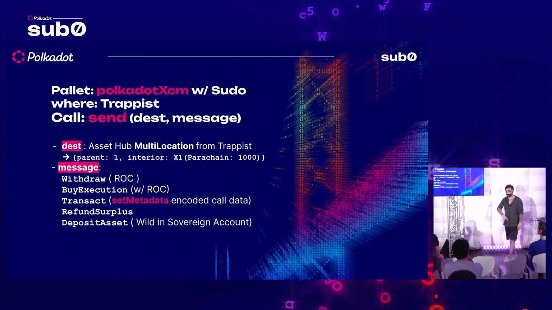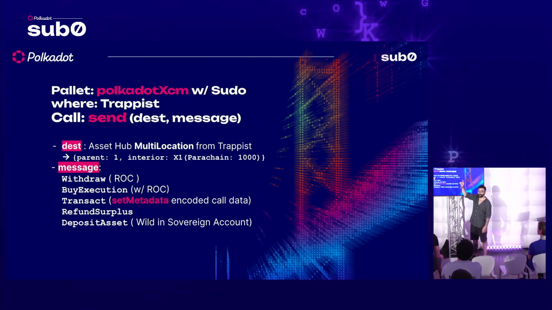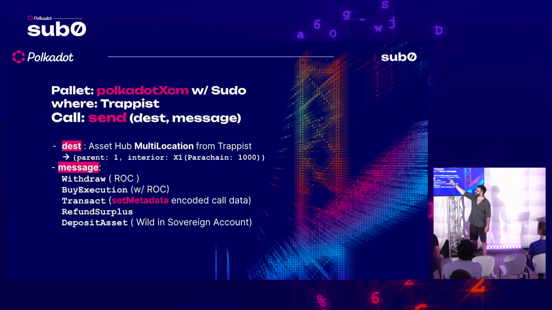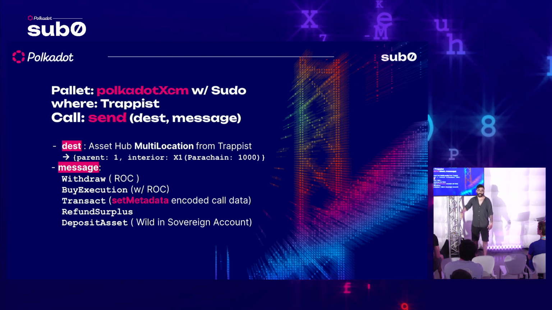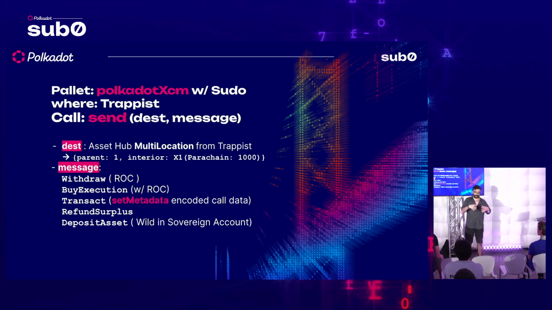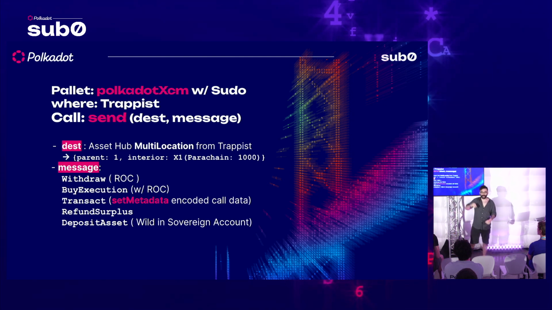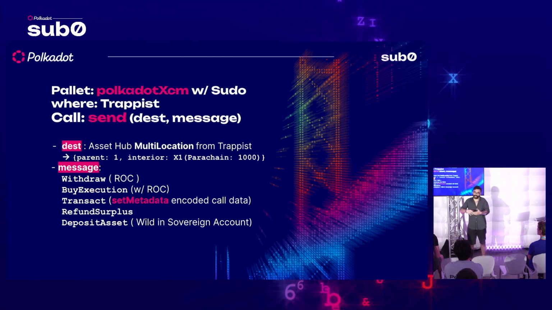I go back to Trappist, and again, with the pallet XCM with sudo, I do a send. Exactly the same process. First of all, from Trappist, I ask, hey, in your time, this call, which means create an asset, please do it. Fire. Then I do the same process with the metadata, fire.